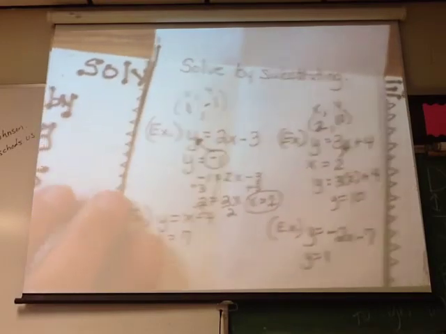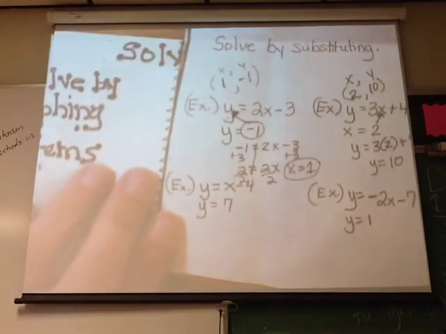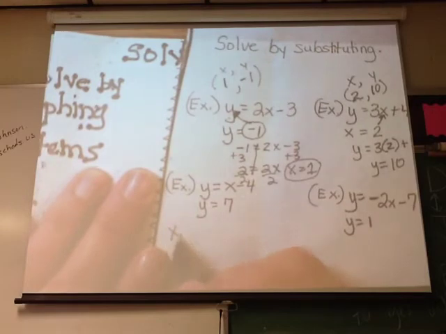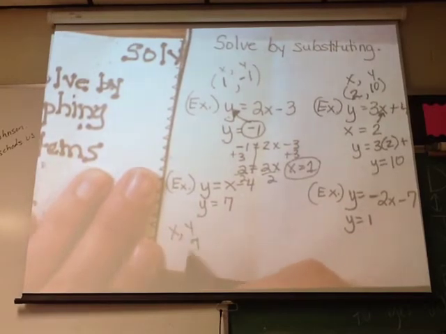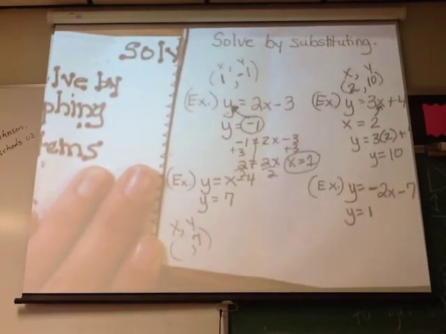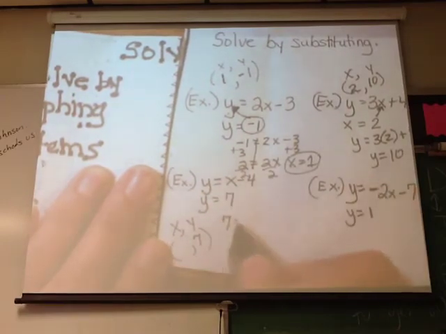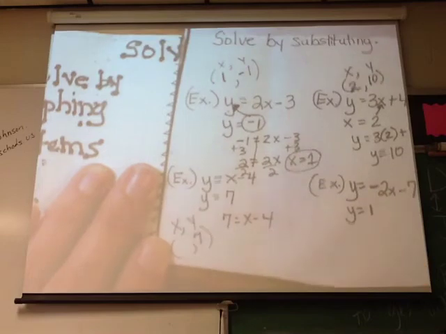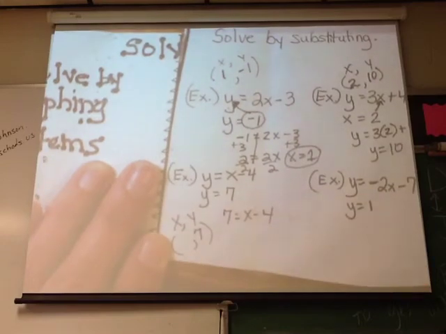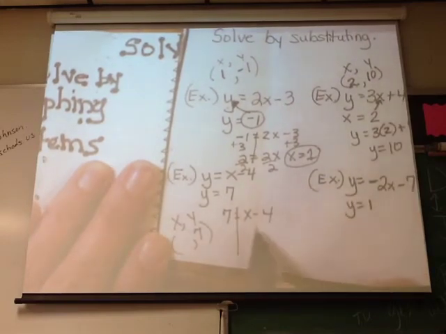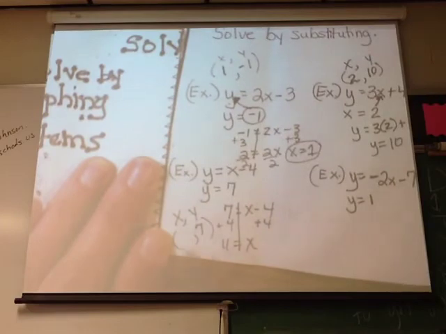Okay, over here, it tells you y is 7. So there's the part of my answer that I already have. If I know that y is 7, pick it up, put it here. It will be 7 equals x minus 4. And solve it. So what's x going to be? How much? 11. Yeah. 11 equals x. Perfect. So 11 is your x.